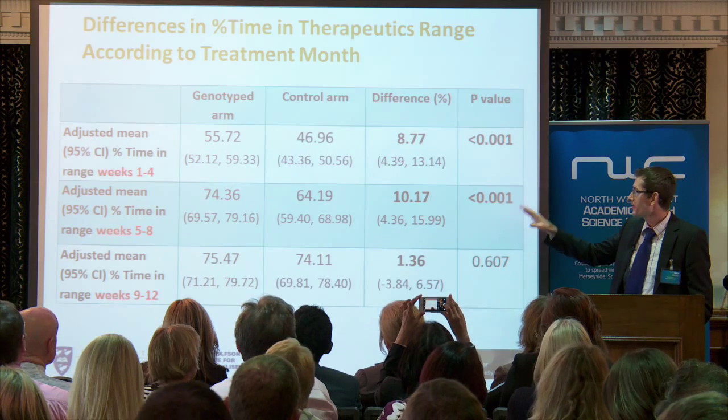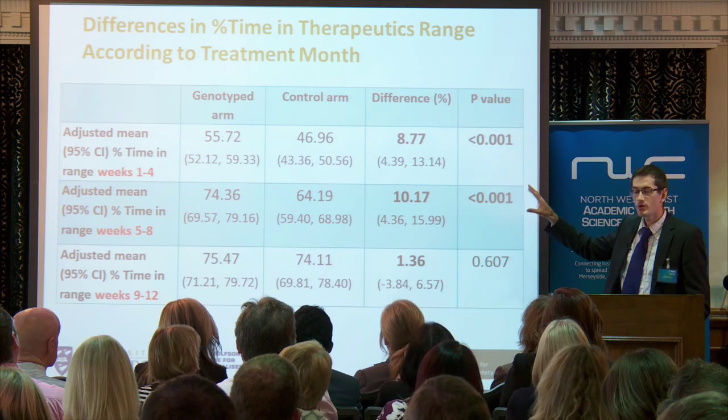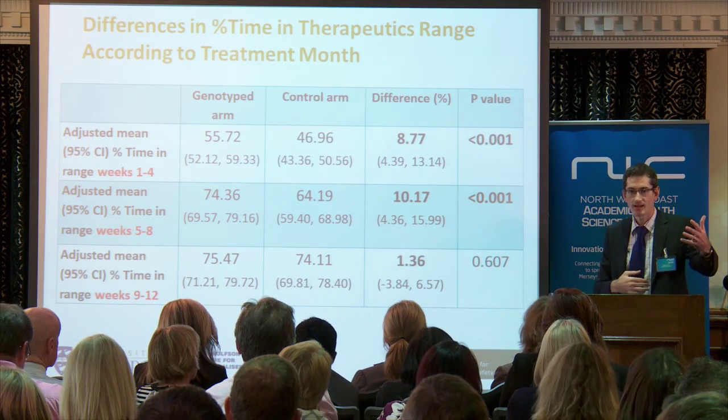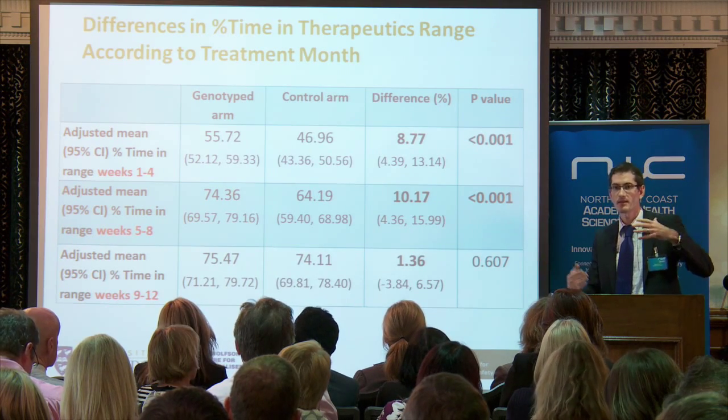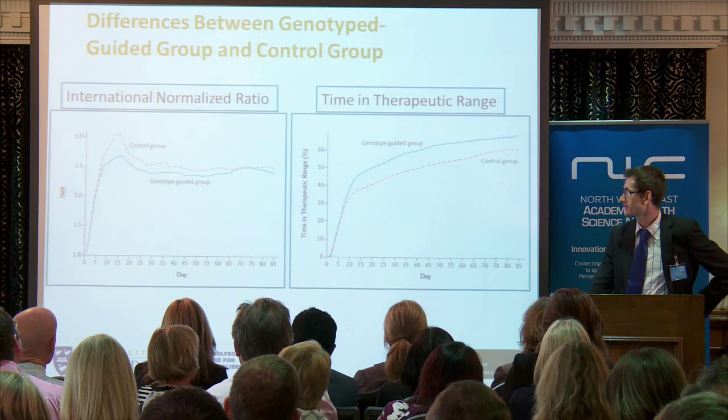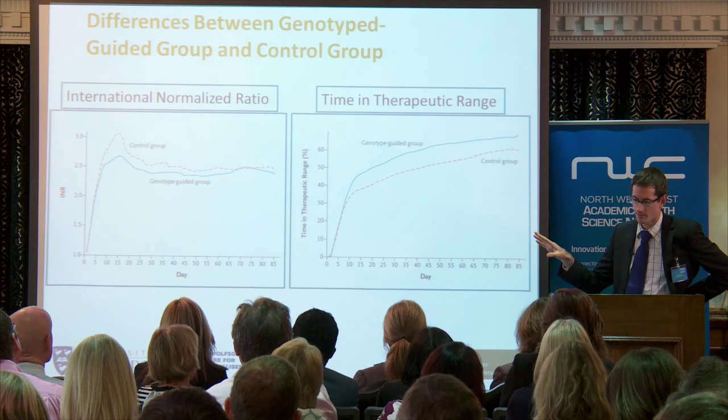When you break it down by month, you find out that it's in months 1 and 2 where the patients who are having the genetic algorithm compared to the control arm seem to benefit most in the first couple of months of dosing. And these are just a few secondary outcome measures.